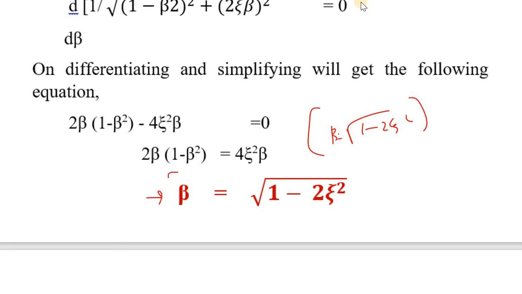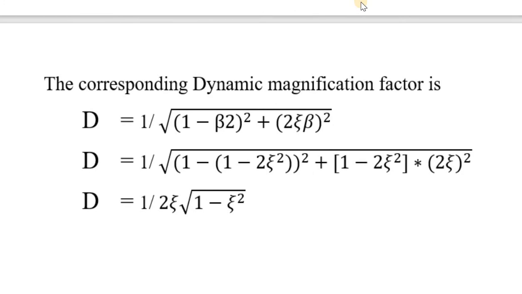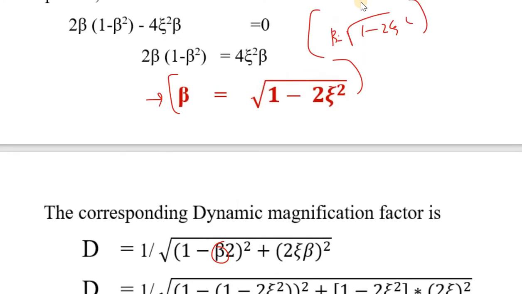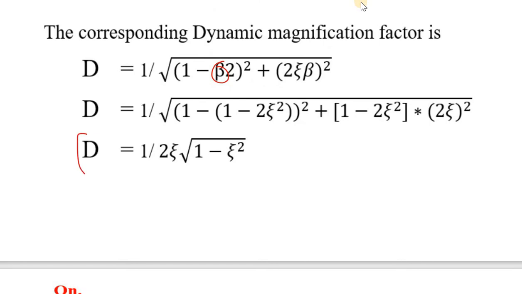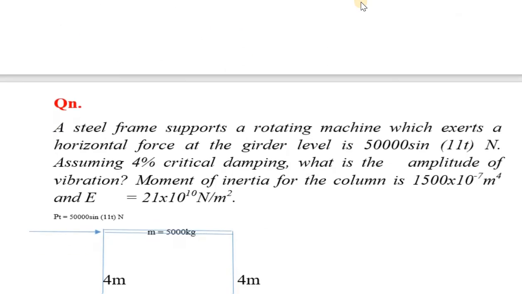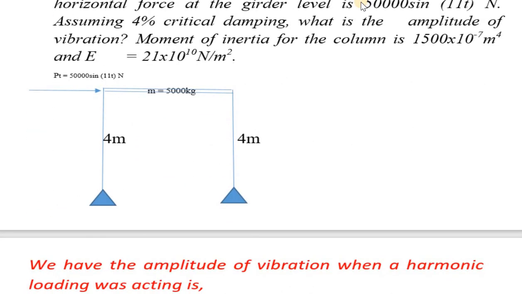This is the maximum stage, and in the maximum condition, instead of beta, I am substituting root of 1 minus 2 theta square. So I will get the maximum dynamic magnification factor. These are the things which you need to know here. Now let us look into a very small problem.